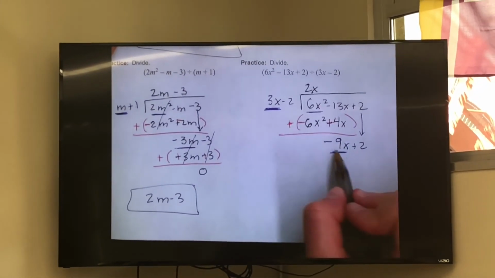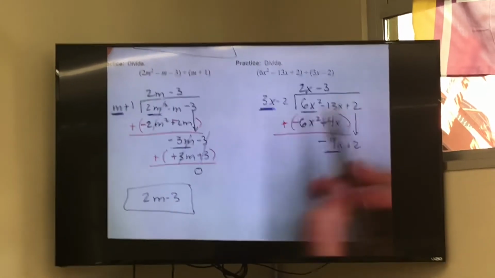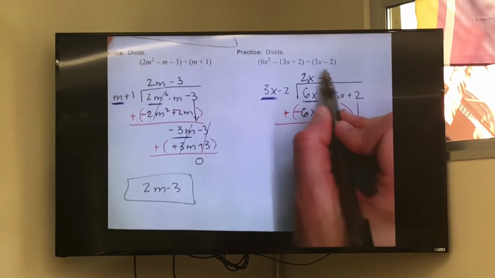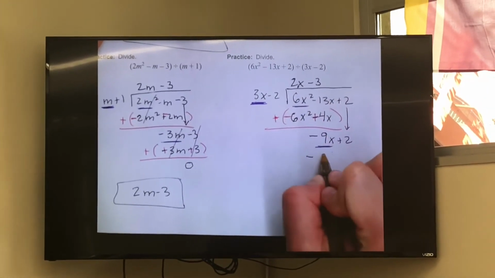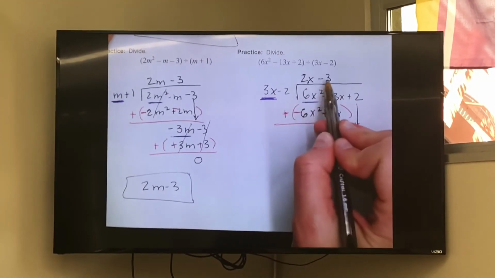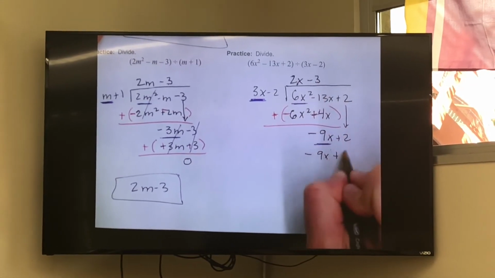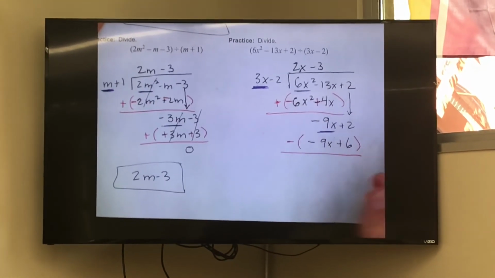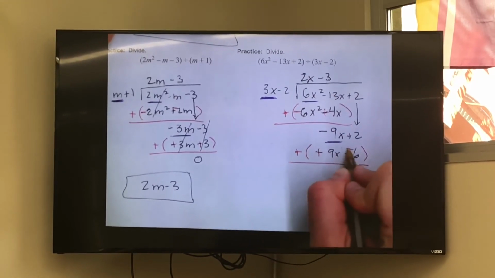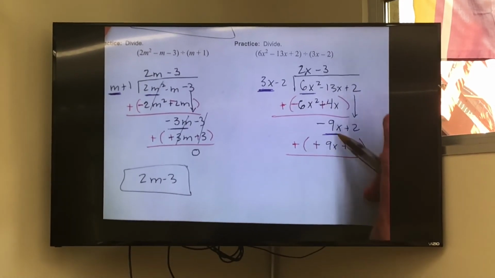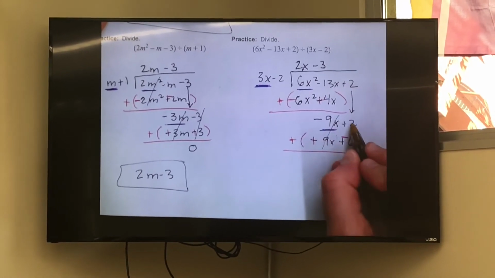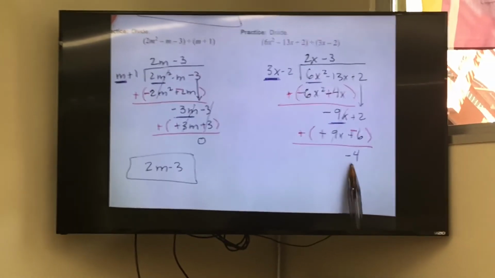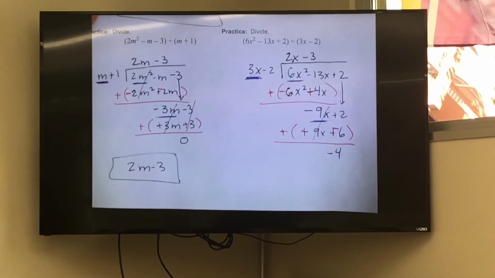3 times what gives me negative 9? It's a negative 3, and then they both have an x, so I'm good with that. So now I multiply my negative 3 times both of these. Negative 9x, which we expected, and negative 3 times negative 2 is a positive 6. And then I subtract the group. Boom. Distribute the negative, everything will change sign. As we expected, those cancel. 2 and a negative 6 gives me negative 4. Again, 3x into negative 4 would not happen, so this is a remainder.